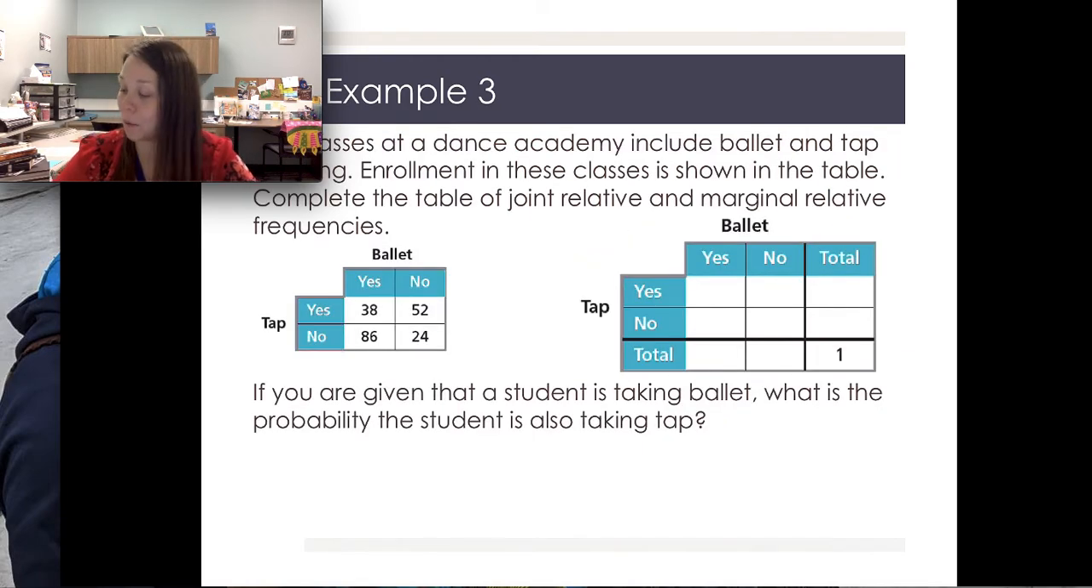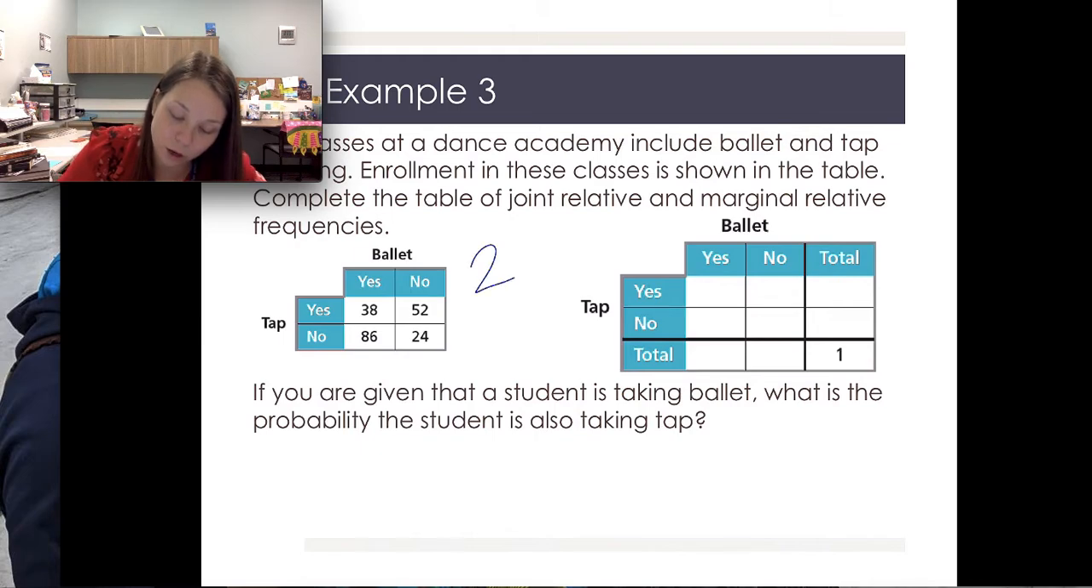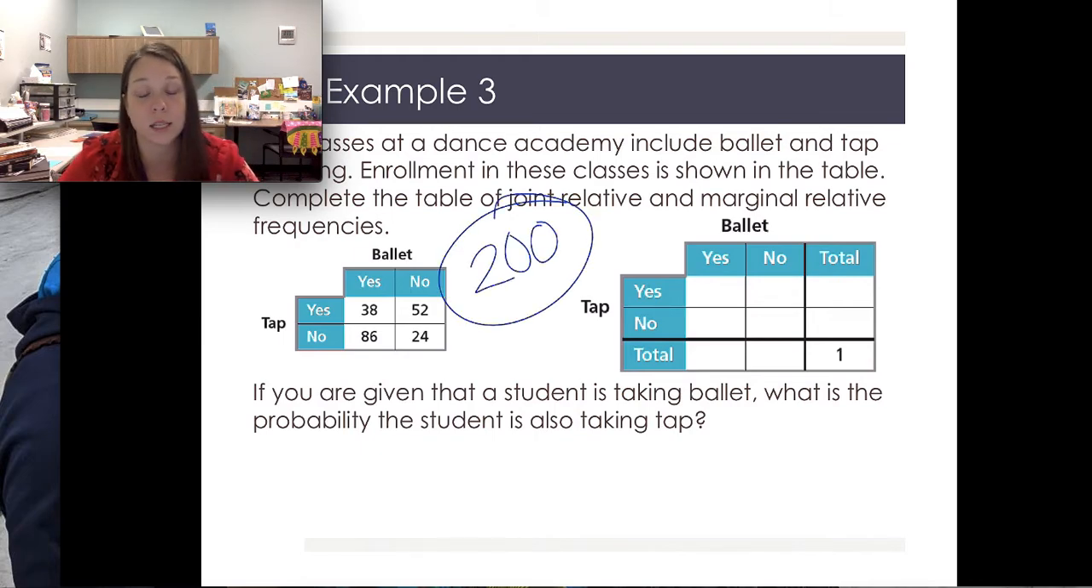All right, last example problem we're going to do. We have this ballet class. We are not told how many students are in the ballet class, so we are going to want to add this up. I think it's 100, but I could be wrong. So if we add this all up, we have 38 plus 52 plus 86 plus 24. Oh no, it's 200. All right, so there are 200 dancers represented in the table.